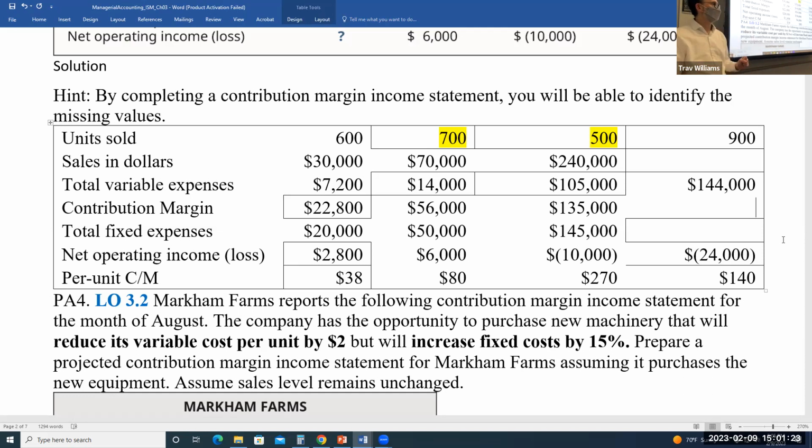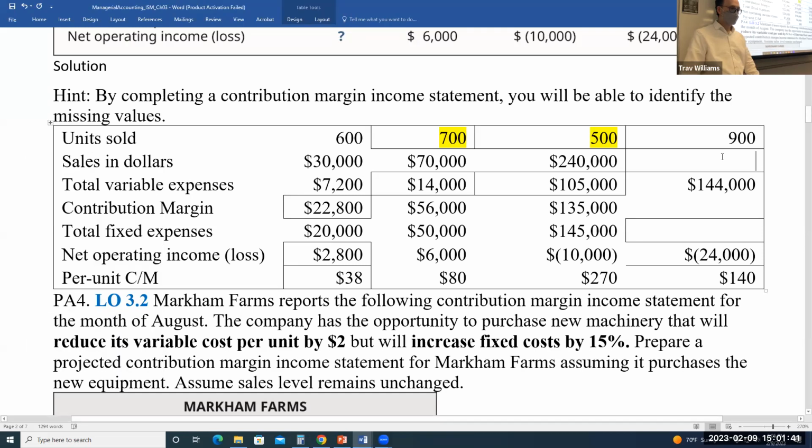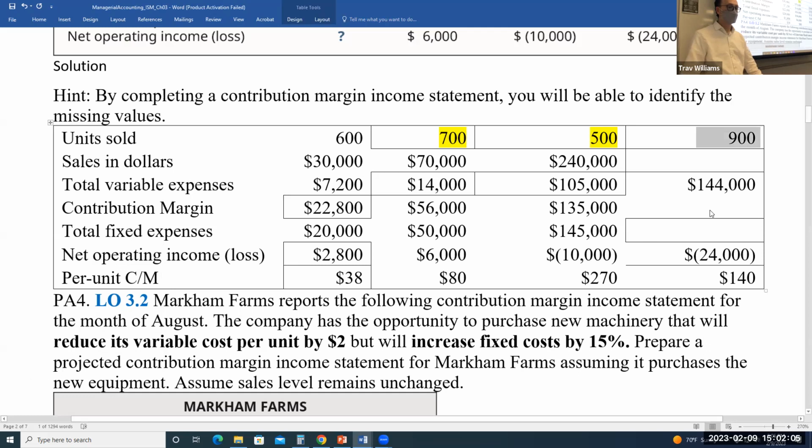Yes, Christian, that is right. Let's find the contribution margin. How can we do that? Contribution margin on sales. Well, the problem is we don't have sales, and that would give us the contribution margin ratio. So that's not quite it. Units sold times? Units sold times the per unit contribution margin will give us the contribution margin. 900 units at $140 contribution margin each gives us a total $126,000.